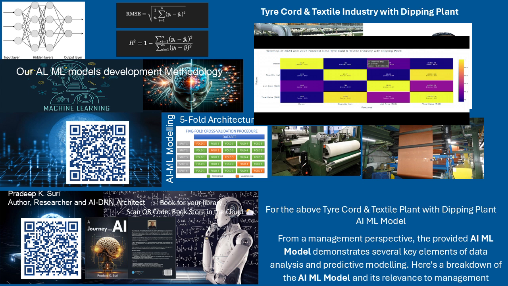Next steps. To gain deeper insights, consider time series analysis: analyze the data over time to identify trends and seasonality. Scenario planning: create different scenarios based on varying assumptions to assess potential outcomes. Sensitivity analysis: evaluate how changes in key variables impact the overall forecast. By combining the heat map analysis with these additional steps, you can make more informed and strategic decisions for the tire cord and textile industry.